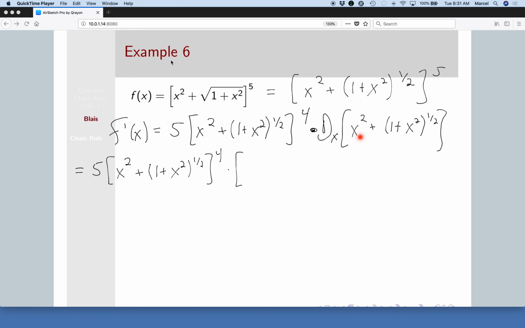So the derivative of x squared will be 2x. For this square root term, we will also need chain rule. So the outer function is this raised to the 1/2. So the derivative of the outer function will be 1/2 times 1 plus x squared to the minus 1/2 times the derivative of what's inside. Derivative of 1 is 0. Derivative of x squared is 2x.